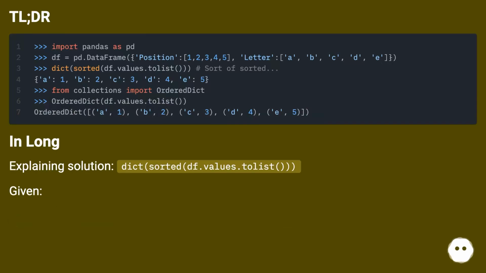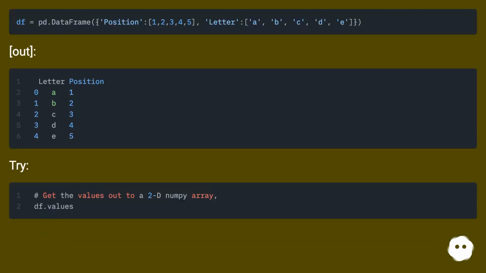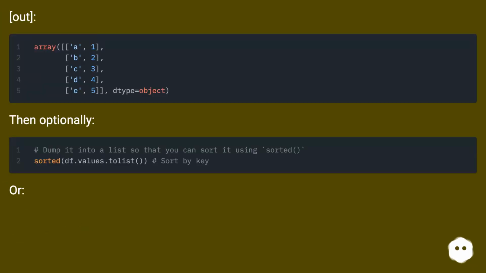TLDR. In long. Explaining solution, dict, sorted, df.values.tolist. Given. Out. Try. Out.